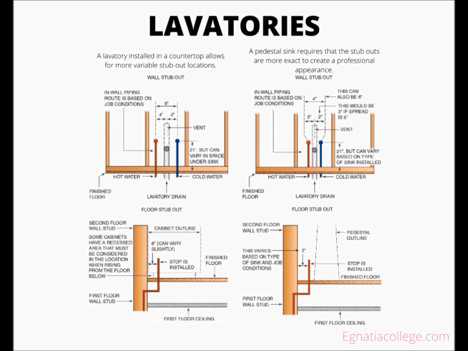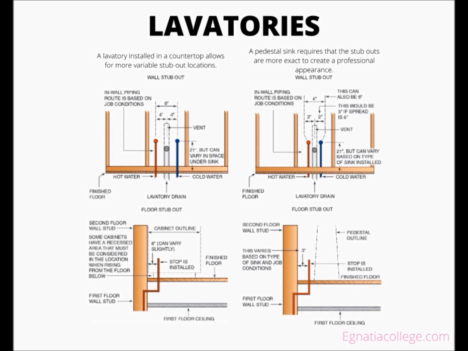Lavatories. A lavatory installed in a countertop has different requirements from a pedestal lavatory. The area inside the sink base cabinet is not visible, so a plumber can install the stub-out without being exact. A pedestal sink has visible piping below the sink.